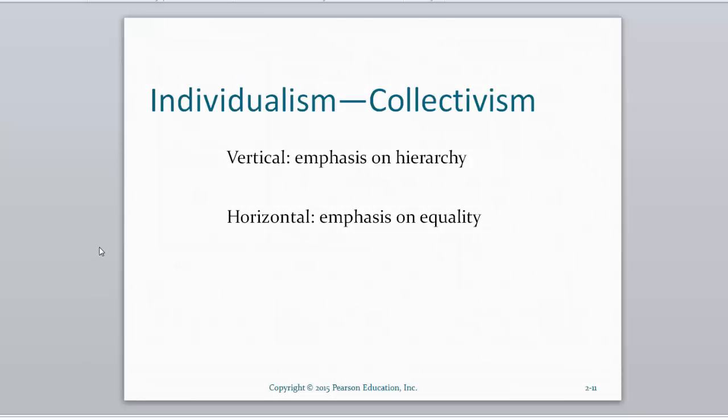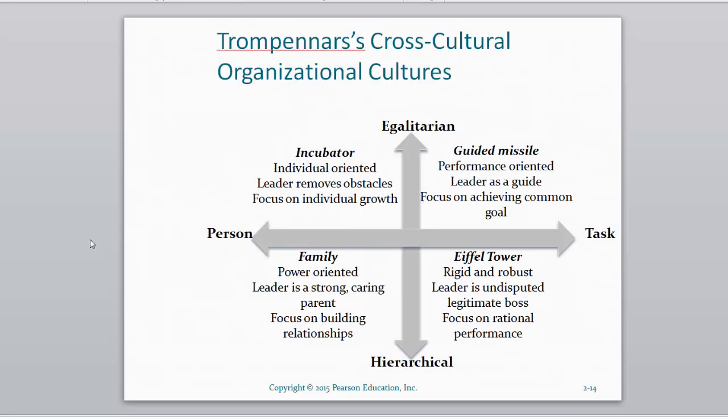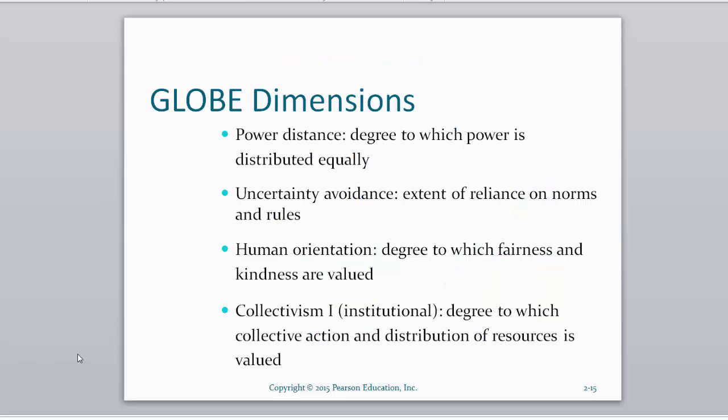Going back to the lecture, the next one is Trompenaars's cross-cultural organizational cultures. This is also similar. A factor is person or task orientation, and equality versus hierarchy. So it's actually very similar to the previous one, right? So make sure you understand what each region explains to you. Read your textbook and these little notes.